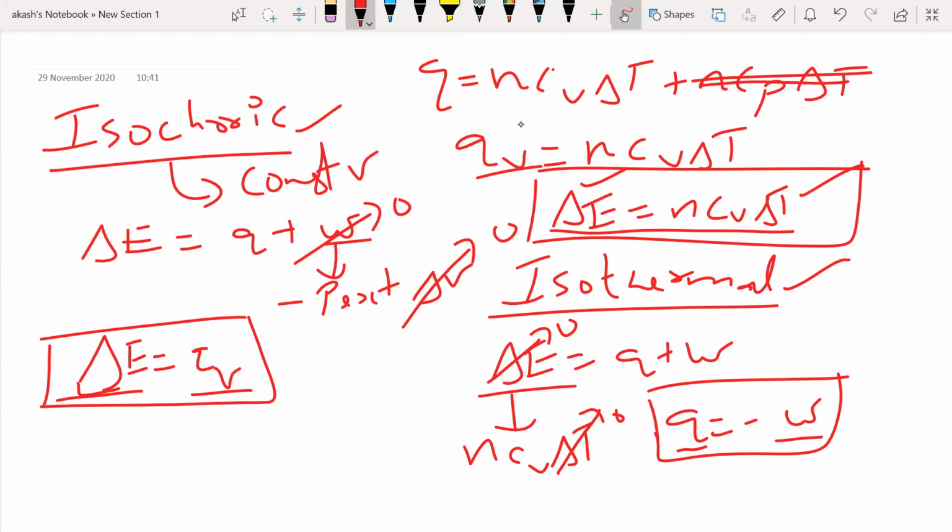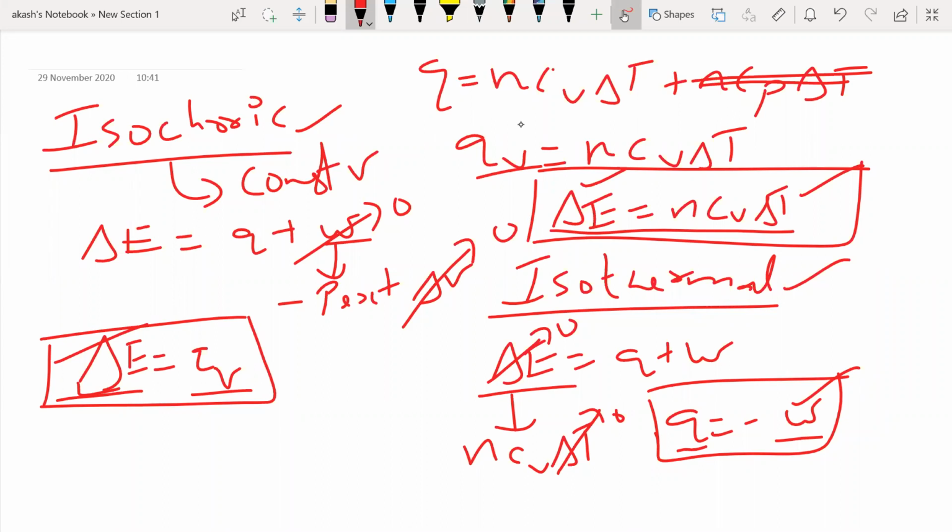Say in this case, you have to find W. In this case, you have to find delta E. Then that can be equated to Q. Or if both of them are not zero, you find delta E, you find W separately, and then you put it in the first law equation to find the Q value. So there is no direct way of finding Q. In this isothermal process, you find the work done, and the negative of that work done will be equal to your Q.